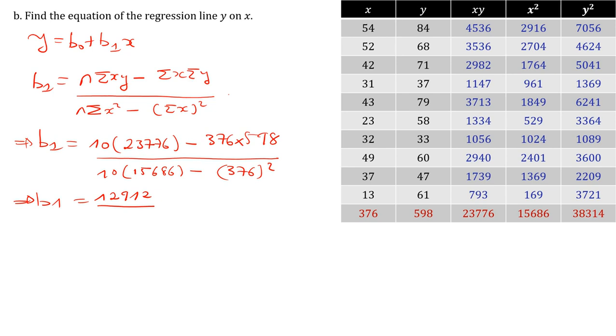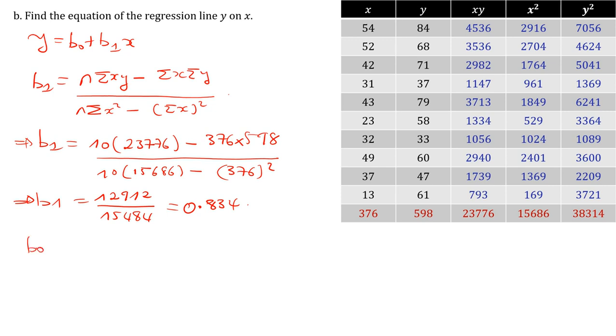So 15,484. So here we have 15,484. And so b1 numerical application will be 12912 divided by 15,484. So it'll be 0.833, so 0.834, to 3 decimal places. Now I'm not going to round this up to calculate b0.